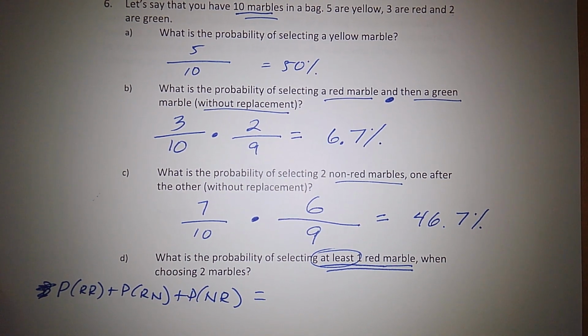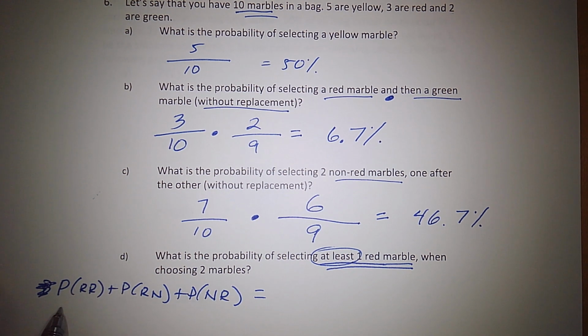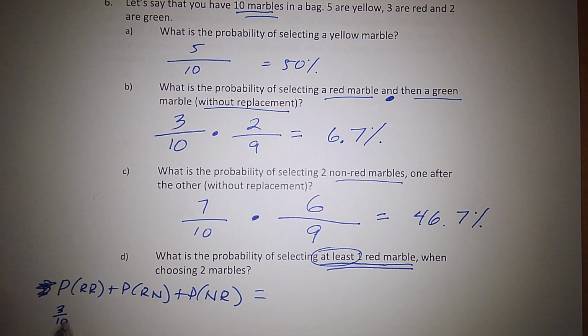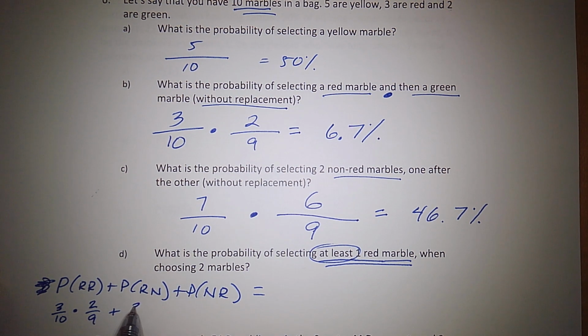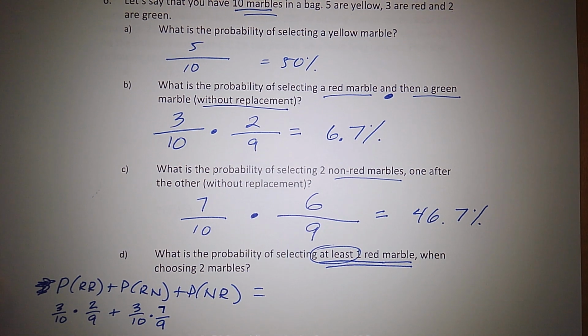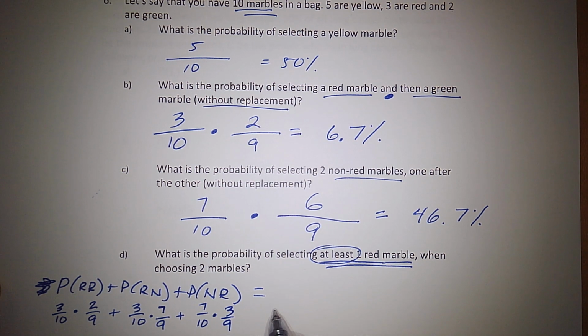Well, the probability of selecting a red and then another red marble would be 3 out of 10 times 2 out of 9. How about a red and then a non-red? Well, the first red would be 3 out of 10, and then a non-red means there will be 7 non-reds out of only 9 left over. Plus the probability of selecting a non-red marble and then a red marble. And when I multiply all of that together and add, I'm going to get 53.3%.